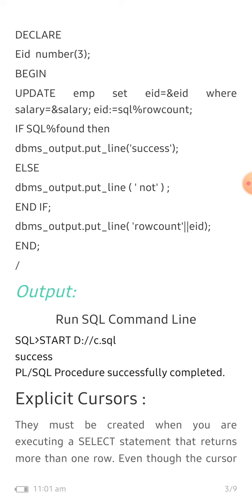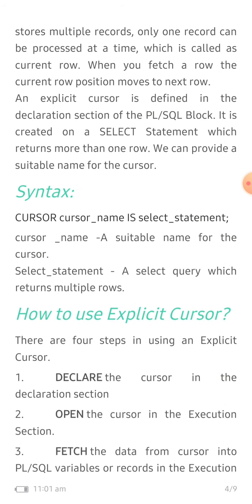Now we will discuss the explicit cursor. They must be created when you are executing a select statement that returns more than one row. Even though the cursor stores multiple records, only one record can be processed at a time, which is called the current row. When you fetch a row, the current row position moves to the next row. An explicit cursor is defined in the declaration section of the PL/SQL block. It is created on a select statement which returns more than one row.